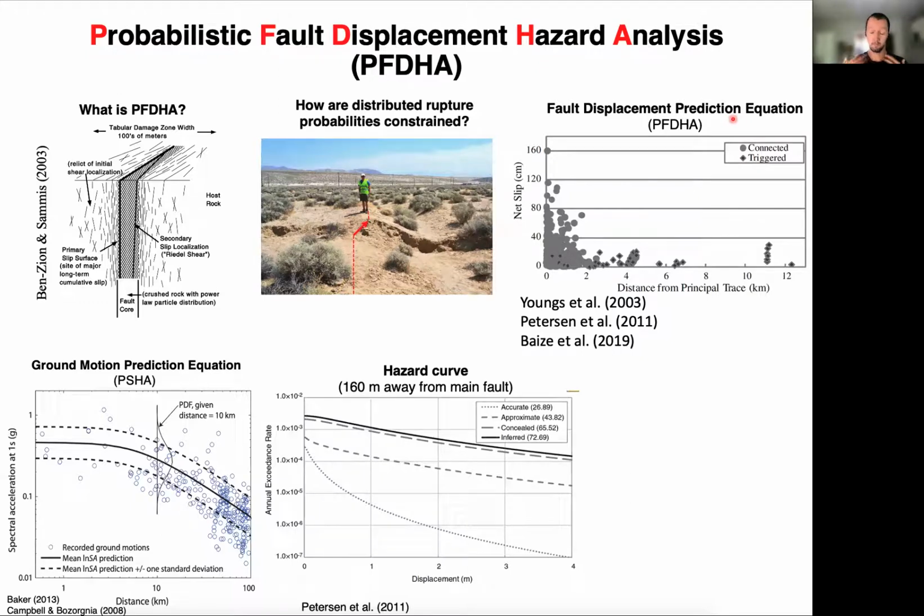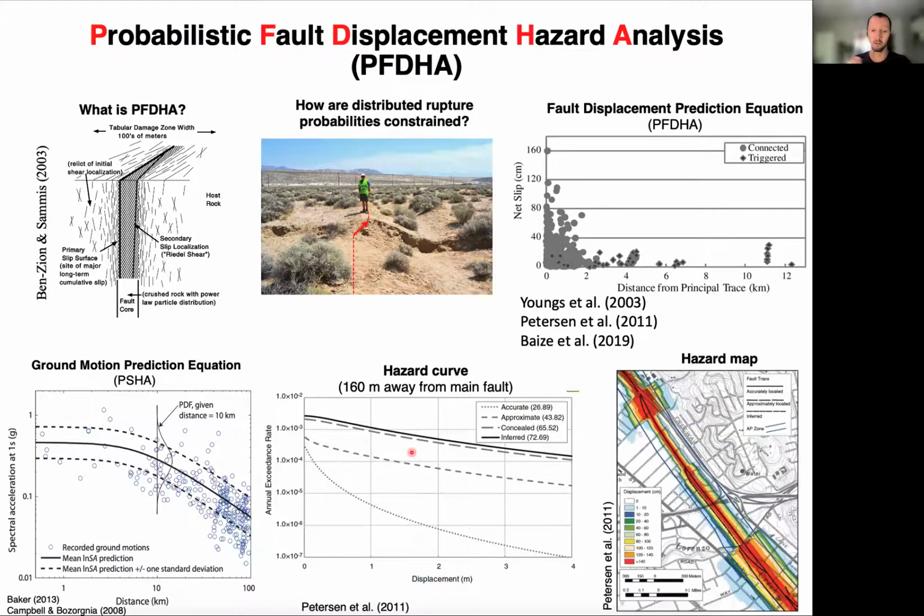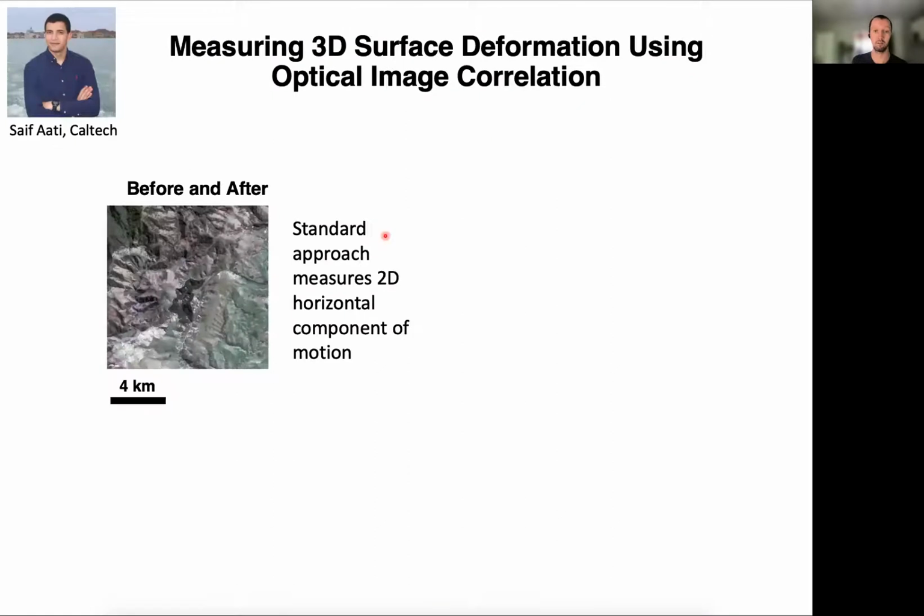So once you have those fault displacement prediction equations constrained, you can then come up with hazard curves once you've made some assumptions about the temporal characteristics of slip release over time. And this tells you how often you expect to see a certain amount of displacement, or exceed a certain amount of displacement, at your location per year. And then you can also come up with hazard maps.